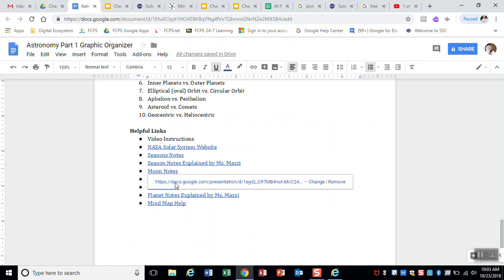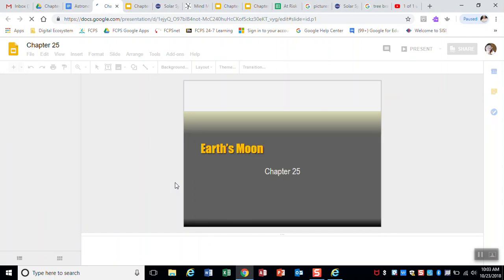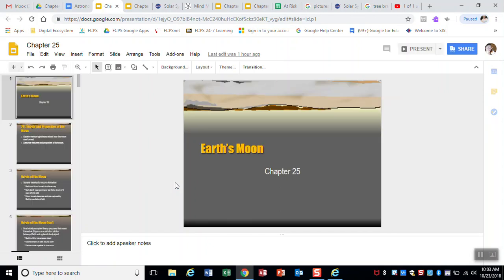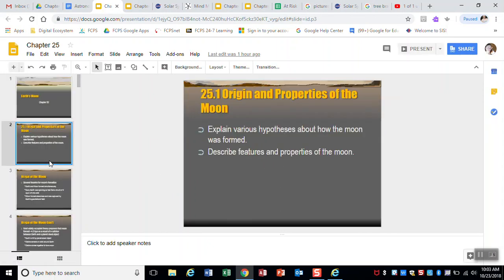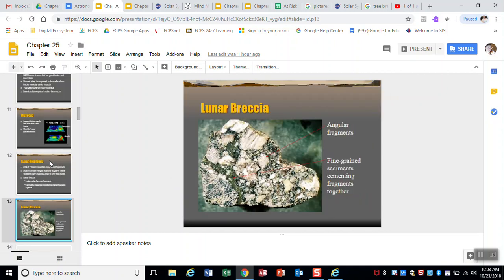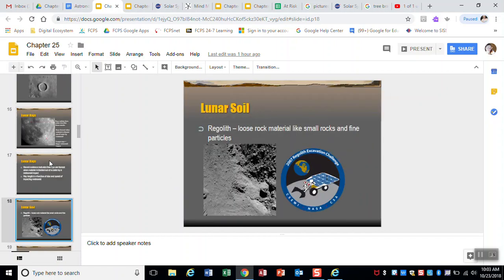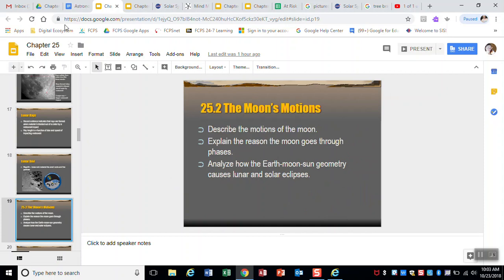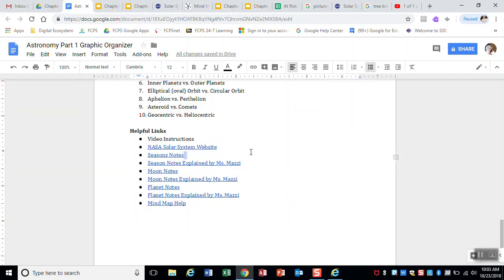These are moon notes right here. There's some in the beginning of these notes that you don't need to worry about so much. What you really want to focus on with these notes is 25.2, which is the moon's motions. That's what you want to be looking at. But if you'd rather listen to me explaining it, I have a video linked right here of me explaining those notes. And then here are some planets notes.